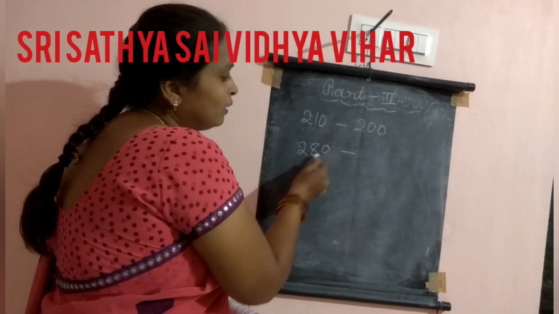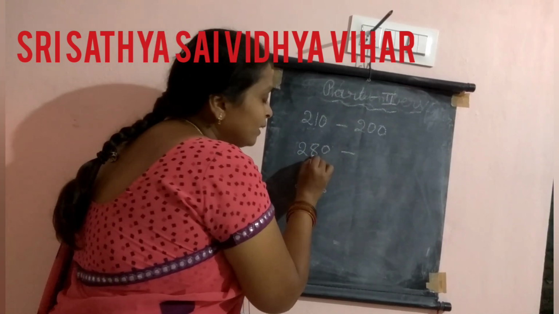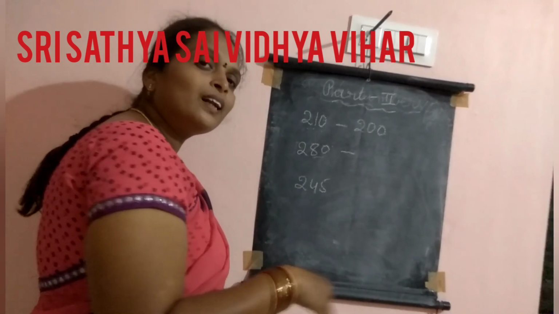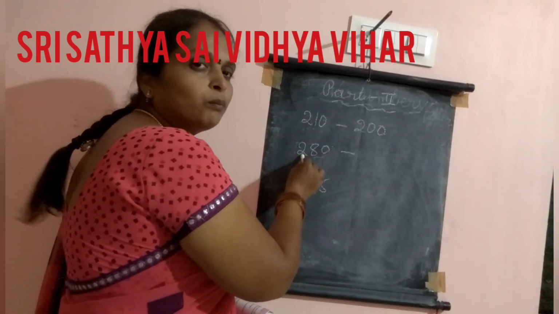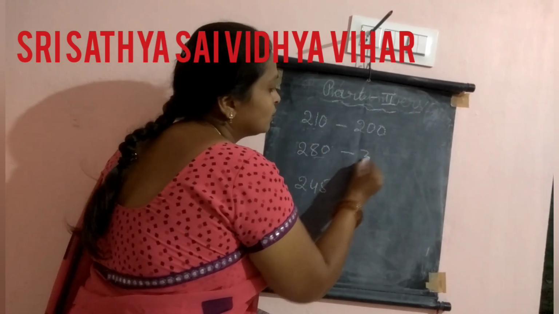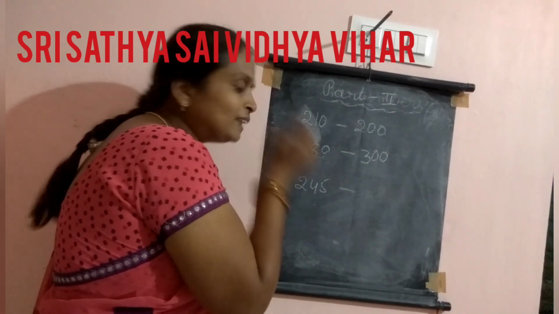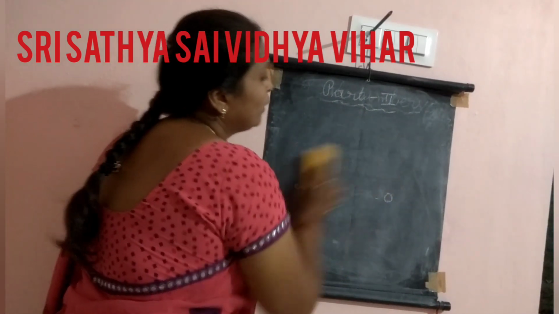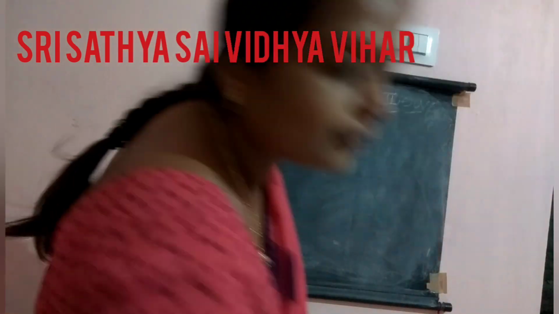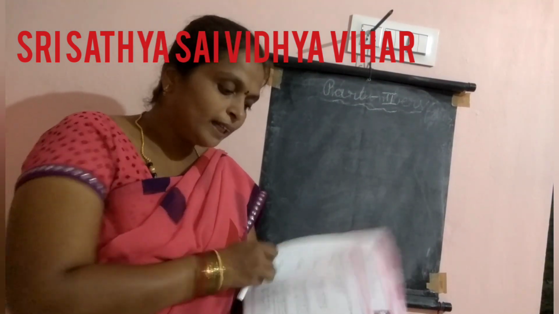Next, again see the tens place, ones place, hundreds place. Here 280: 80 is greater than 50, so we have to write the next hundreds, that is 300. Here 245: 45 is less than 50, so it is 200. These are the rounding of numbers nearest to tens, hundreds, and also thousands. We can do some sums on this in the exercise.